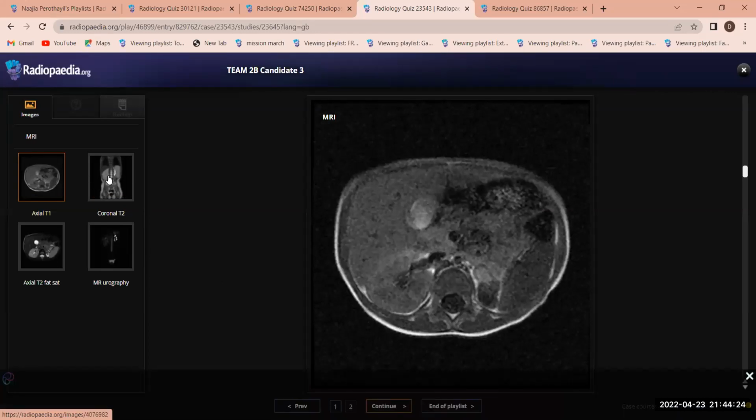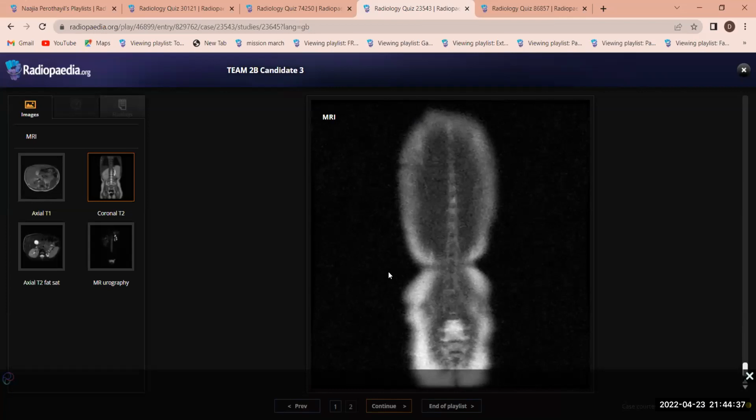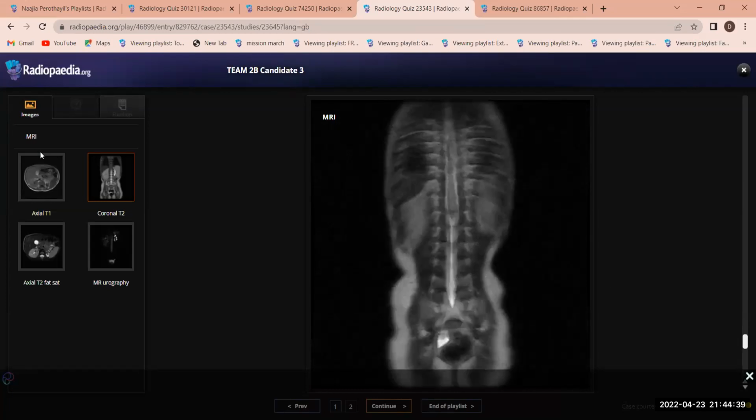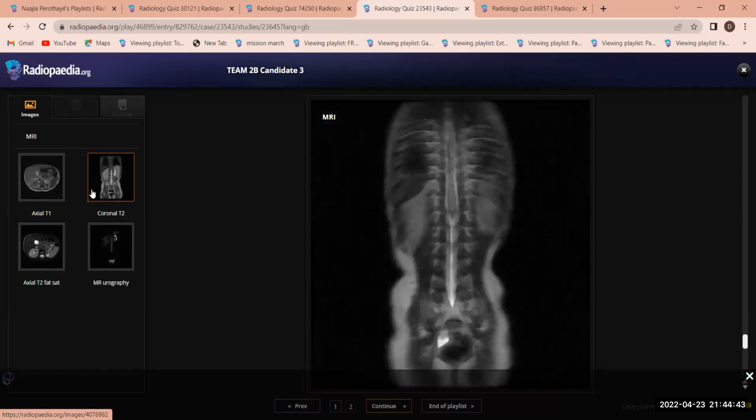So this was a patient who had an abnormal antenatal scan. You can scroll through. Okay. Let's see the axial first. I want you to see that one first, please.